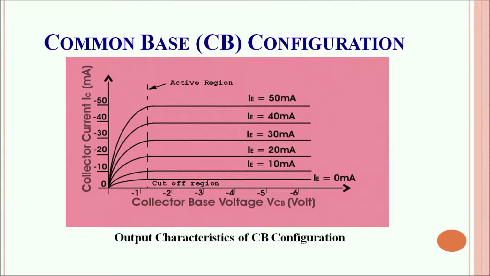Over here, we have plotted the collector current IC as a function of the collector base voltage, keeping the emitter current constant. For a particular value of the emitter current, we see that the collector current shows a rise initially with an increase in the collector base voltage, and soon it saturates to a given value. Thus, any further change in the collector base voltage does not increase the collector current, and we say that the transistor is saturated or the transistor is in the cutoff region.